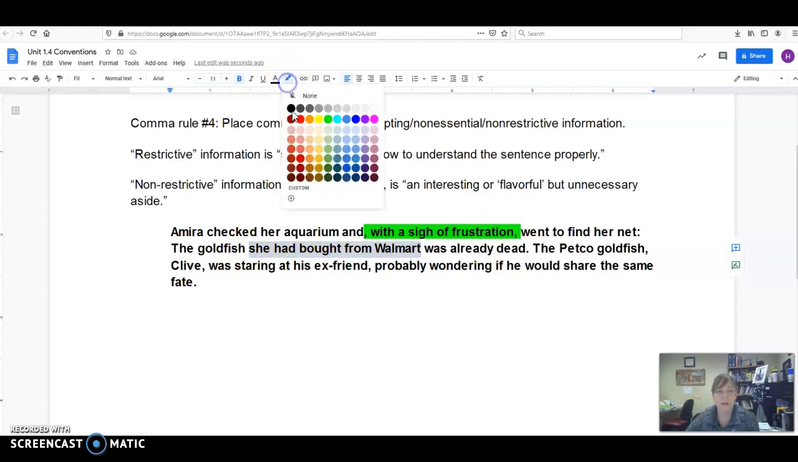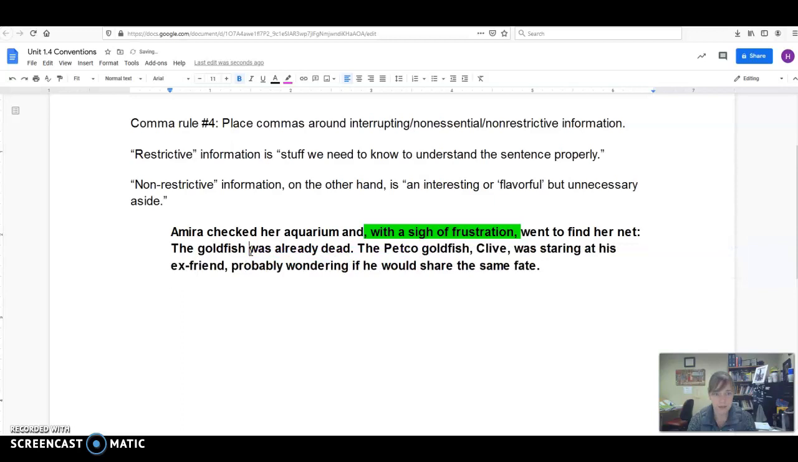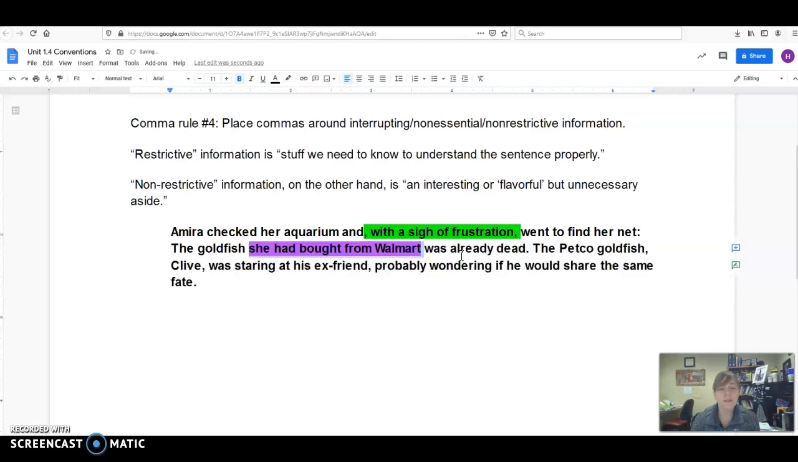This information right here is what's called a restrictive clause. This information describes the goldfish. We know, if we read further on, that there are actually two goldfish here. So we have a Walmart goldfish and a Petco goldfish. If we were to remove this information from the sentence, we're going to get really confused because the goldfish was dead, the Petco goldfish, right? We have this back to back and we're like, wait a second, there's more than one goldfish? Okay, so this information right here makes it clear that we have a goldfish from Walmart and he's dead. And then we have a goldfish from Petco and he's still alive.